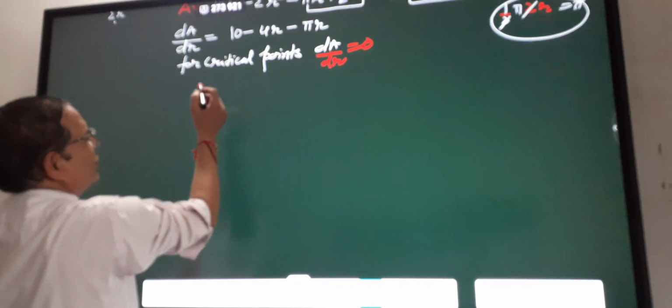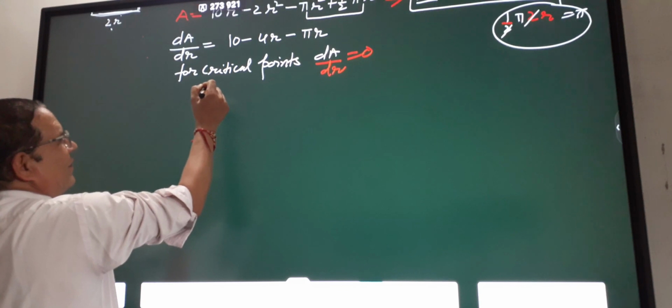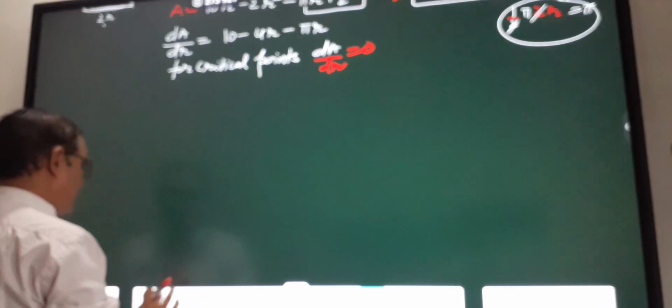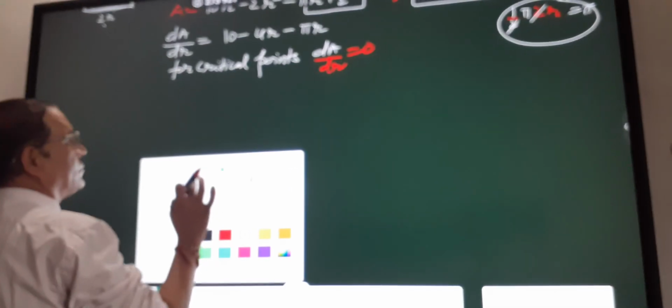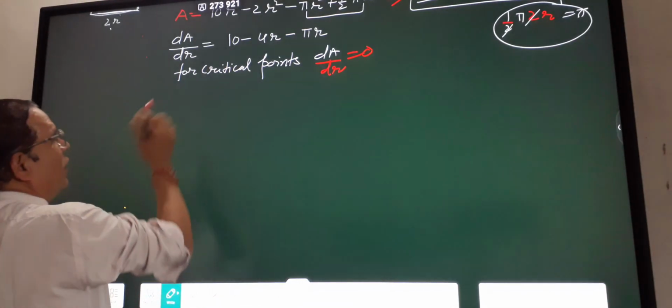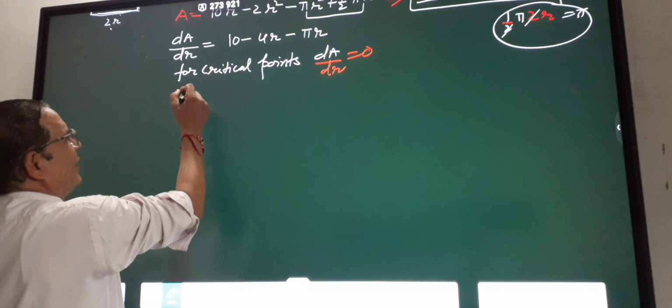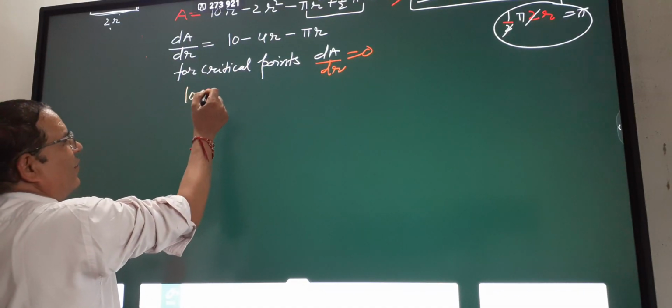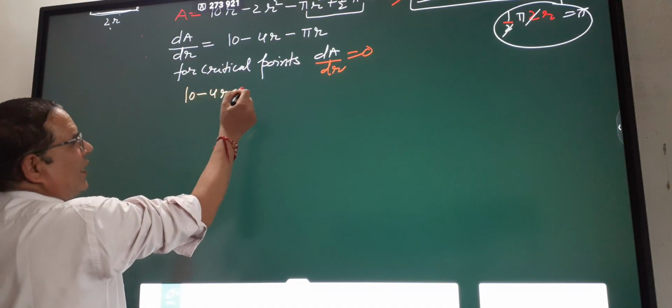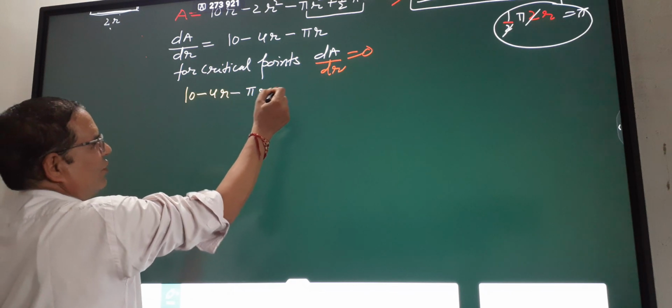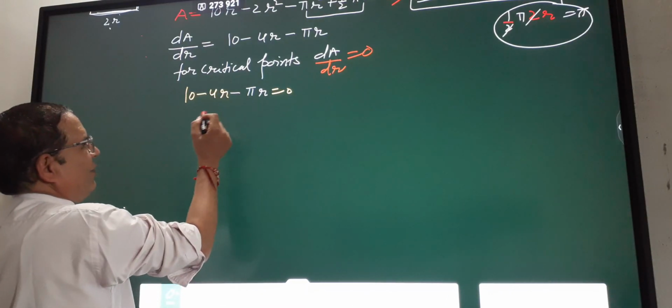Okay. So for critical point, what you have to do? This should be equal to 0. So it is 10 minus 4r minus pi r is equal to 0.